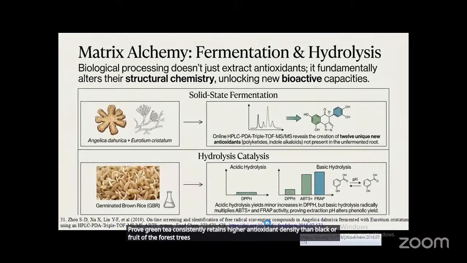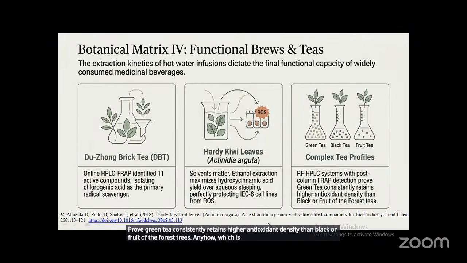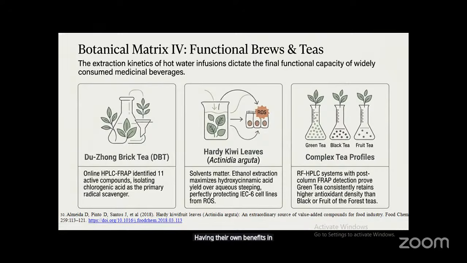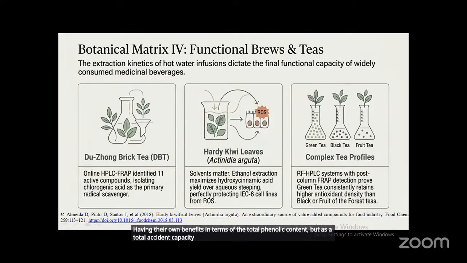Anyhow, which is having more and which is having less, all the teas, green tea, black tea, fruit tea, have their own benefits in terms of total phenolic content and total antioxidant capacity. So natural products serve as an excellent source of antioxidants for maintaining cell homeostasis.